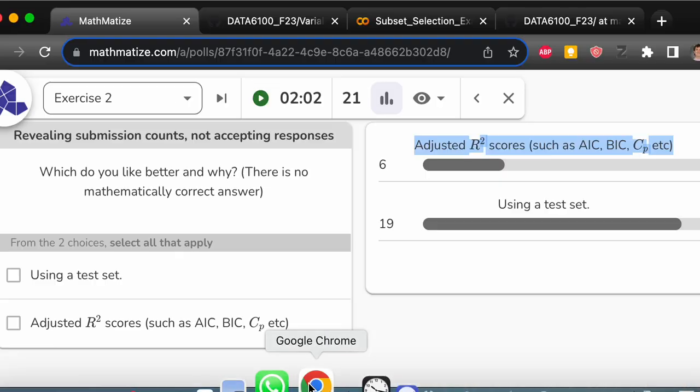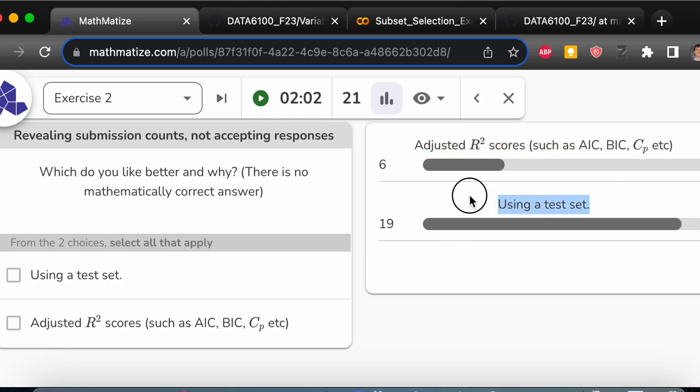Anyone else have any other issues? Why did 19 out of 21 people pick this one? Only 6 out of 21 people picked this one. So it seems like you guys really do like the test set better. I guess another way is, what is another pro of the test set that you like?